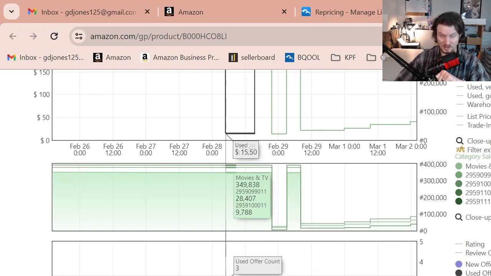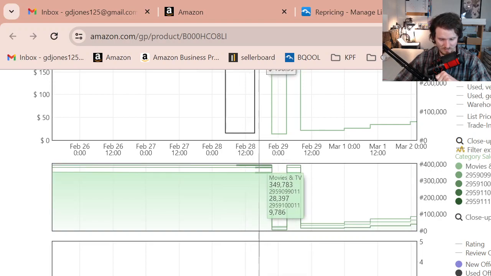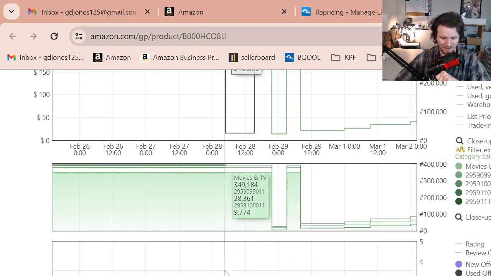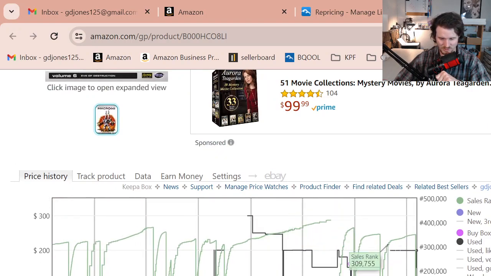Someone jumped on it, probably Goodwill or some big box store that doesn't really care about how much they get for it. They just want to get it out of their store. So they priced it really low at $15.50. It looks like it just sat for an hour and then it sold. And then there you can see the sales rank drop.